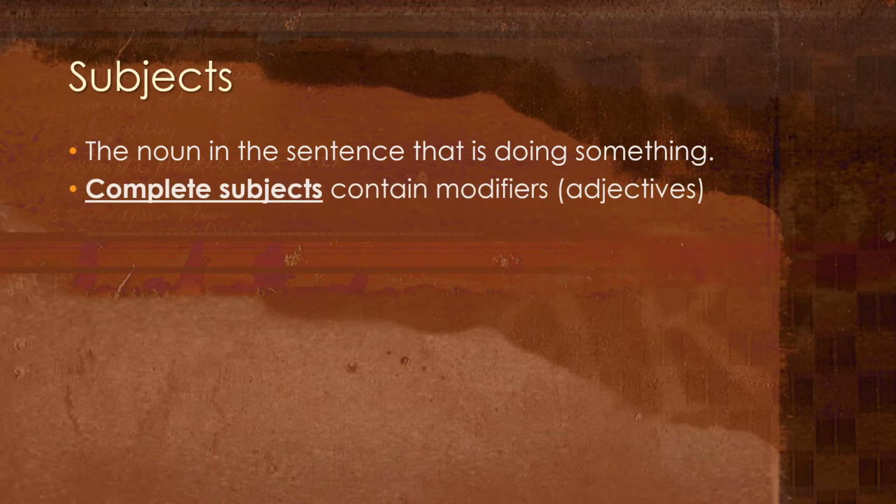And there's 2 different types of subjects that we'll talk about here, okay? First one is called a complete subject, okay? A complete subject is the noun plus any kind of modifiers that might exist next to it, okay? And what I mean by modifiers is adjectives, okay? And we talked about adjectives in the previous lesson as well, okay? An adjective is any kind of description word that goes along with a noun, okay? So a complete subject is typically a noun plus an adjective, if there is one. Sometimes there is, sometimes there's not.